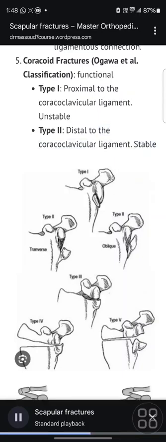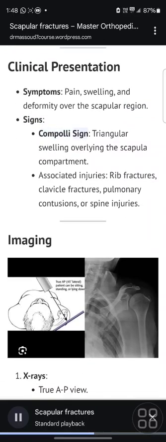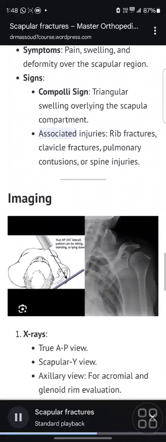Clinical presentation. Symptoms: pain, swelling, and deformity over the scapular region. Signs: Campbell sign, triangular swelling overlying the scapular compartment. Associated injuries: rib fractures, clavicle fractures, pulmonary contusions, or spine injuries.